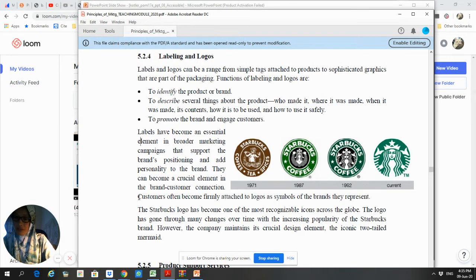With their signature drinks, right? I don't know, the Frappuccino or whatever. I don't know how to pronounce it. Okay? So that's the use of logo.